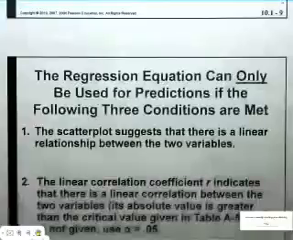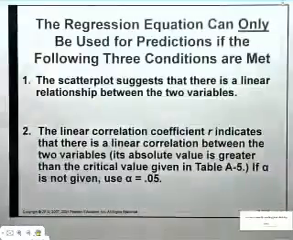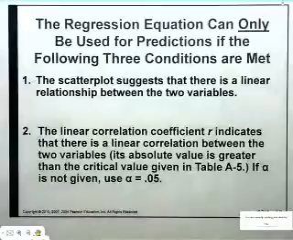You can only use the regression equation when these three conditions are met. Number one, the scatter plot has to suggest that there is a linear relationship. You look at it and you go, yep, that looks pretty linear to me. Number two, that value of R lies outside the critical values, and that confirms what your gut was saying in number one. These should either both be yes or both be no. This just confirms what your eyeballs were telling you right here.